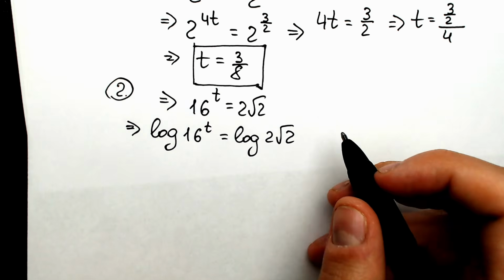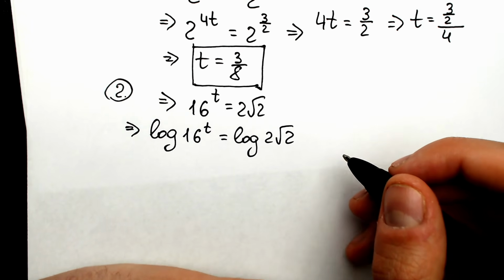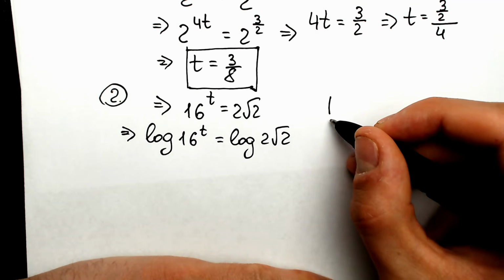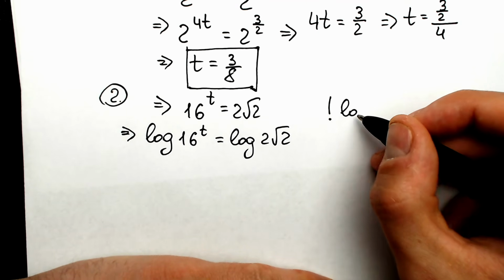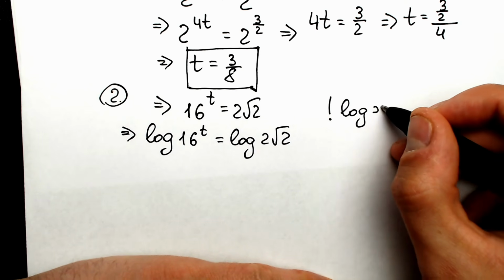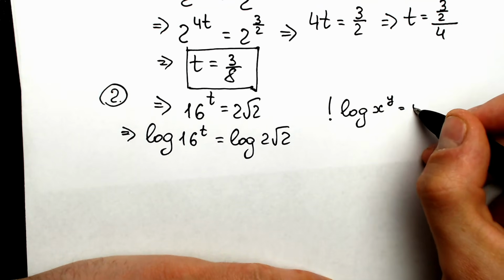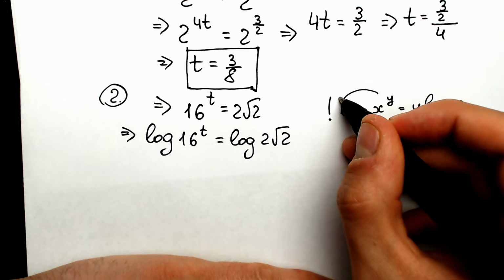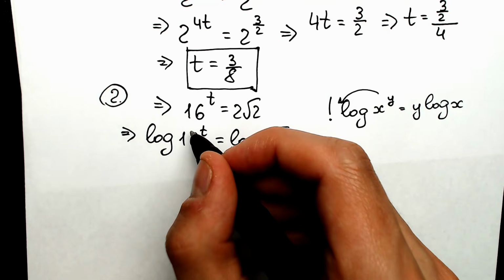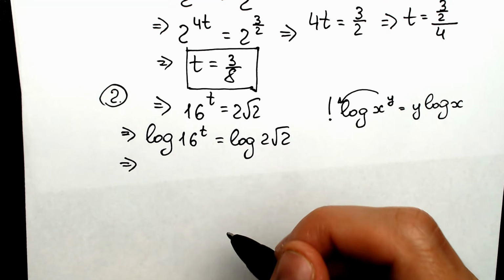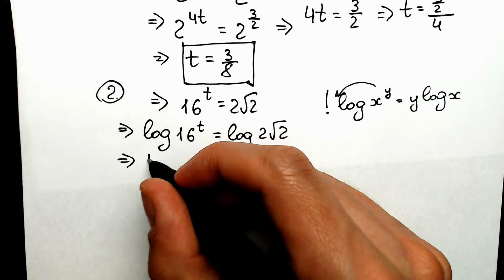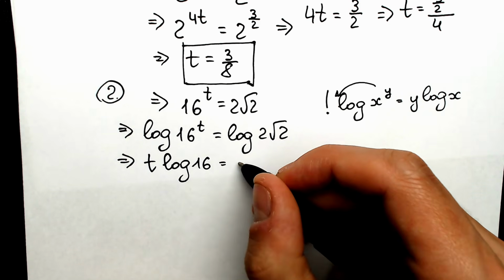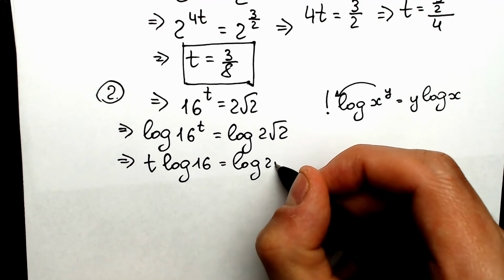Okay, so we just applied log. And right now we need to learn and remember a really interesting property, maybe the most popular property. When we have log of x to the power y, we can write it as y log x. So this y will actually come down. As a result, on the left side we have t log 16, so t log 16 equal to log of 2 square root of 2.